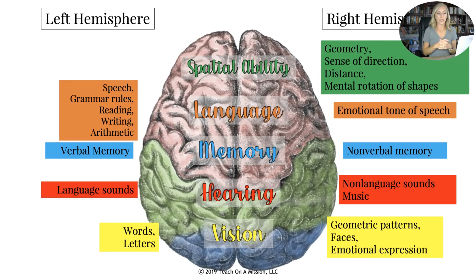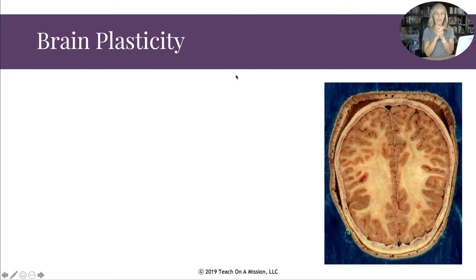And lastly, spatial ability. There is nothing about space on the left. It's only in the right, with geometry, sense of direction, distance, and mental rotation of shapes, so you can take your house and spin it around and still see where things are, or you can visually walk through your house, that kind of thing. That's your right hemisphere.